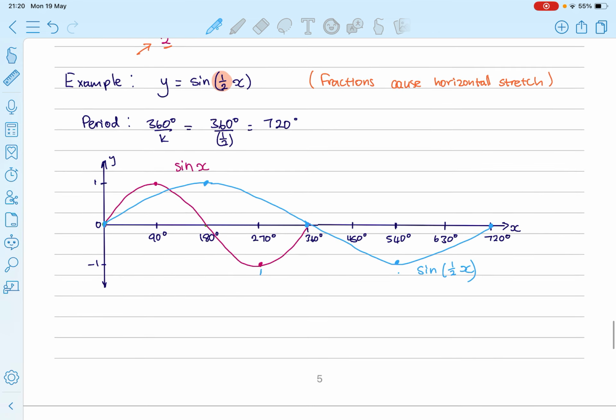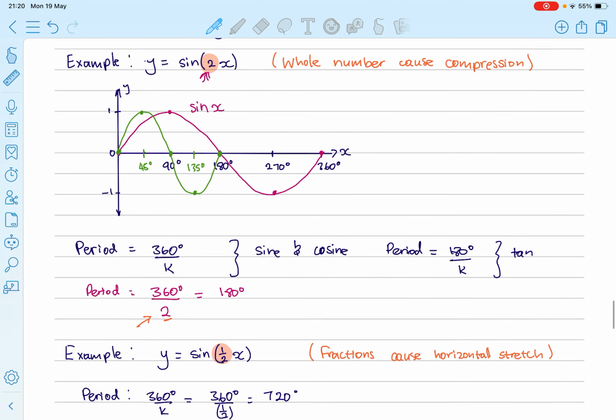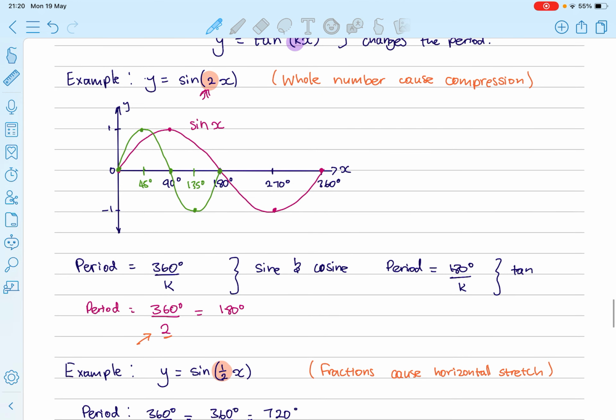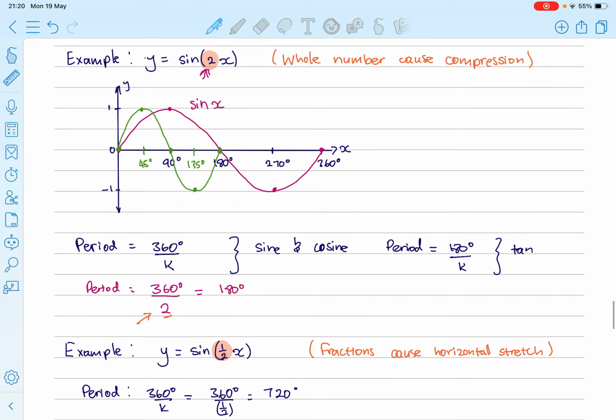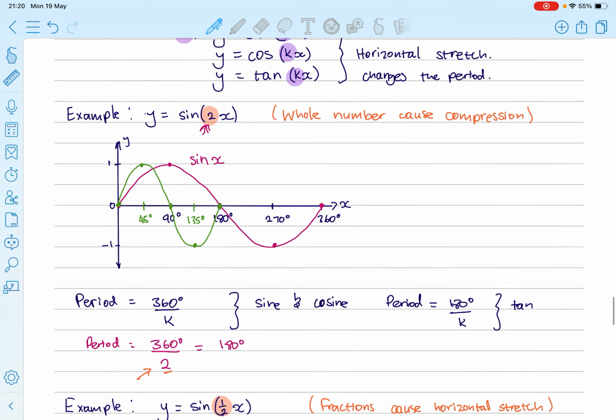So these are the effects of k and how it affects your period. So before, sine x used to take 360 degrees to get a complete wave, but now it takes 720 degrees to get a complete sine wave. So these are the two different effects of k on the period. So whether it is a whole number or a fraction, that will tell you whether the sine graph will be compressed or if it will be stretched out.